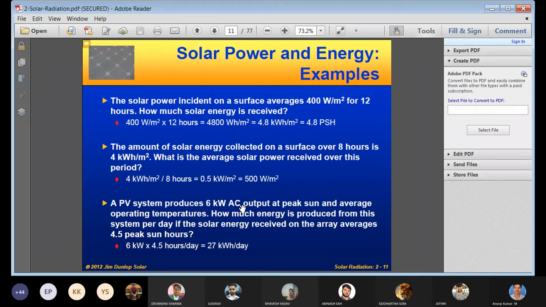Next question: the amount of solar energy collected on a surface over 8 hours is 4 kilowatt hour per meter square. What is the average power? Energy is given. What is power? What is the relation? Power is equal to energy by time.